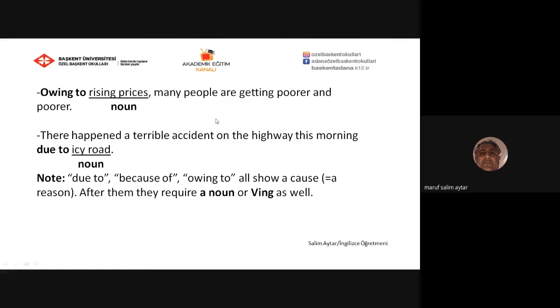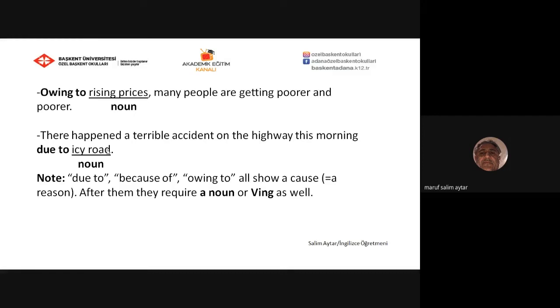Another example is, there was a terrible accident on the highway this morning. What was the main reason for that? Icy road. It is a noun phrase. Due to icy road. Okay?